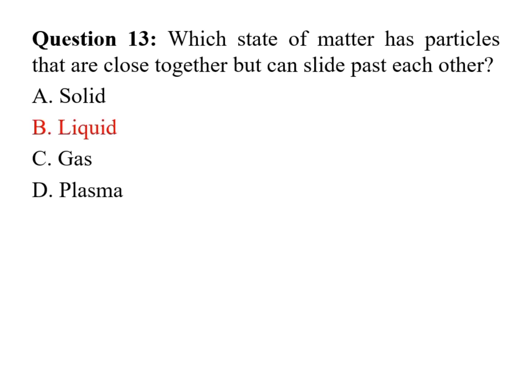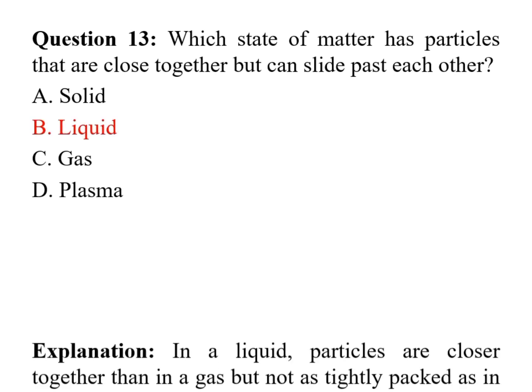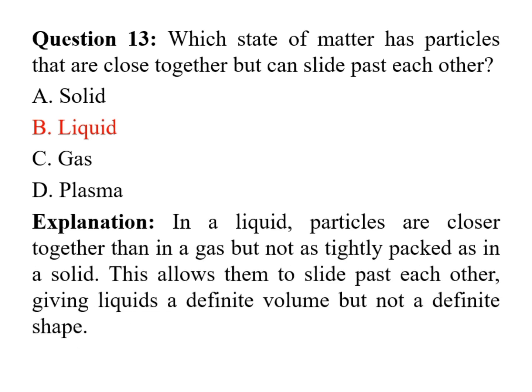The answer is liquid. This is because in a liquid, particles are closer together than gas, but not as tightly packed as in a solid. This allows them to slide past each other, giving liquids a definite volume but not a definite shape.